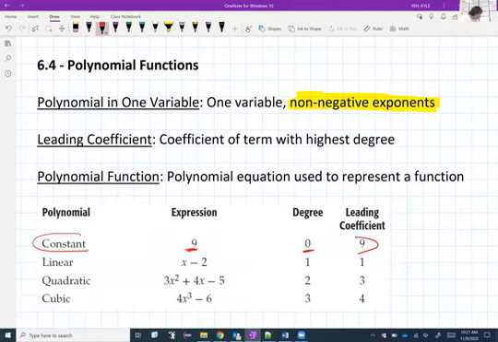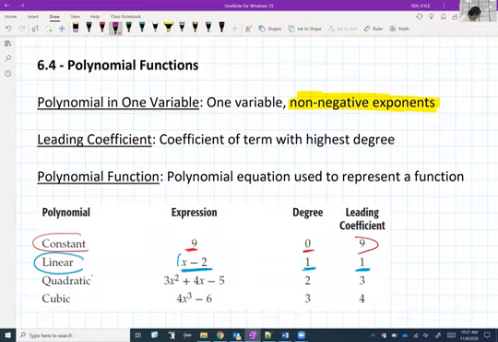What about linear? Linear, we know it has that root word line. We studied that a lot in chapters 2 and 3. x minus 2, just x to the first, that is a linear polynomial. Degree is 1 if it's linear. And in this problem, the leading coefficient was 1 because it was like 1x to the first.